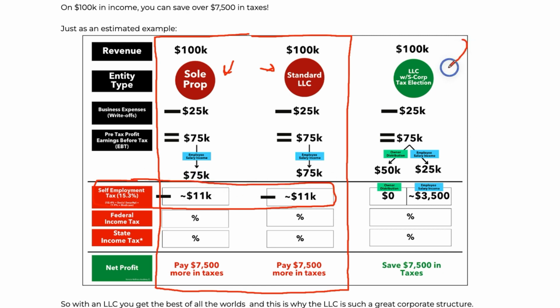But then this person over here understands, hey, I could file a retroactive S election. I could actually understand how this game is played. On that same $75,000 in income, I can divide it so that $50,000 is going to be owner's distribution, and then $25,000 of that is employee salary income. They're only going to pay the self-employment tax on the actual employee salary part of it, which is going to be roughly about $3,500. And so they're going to save $7,500 in taxes because they were more savvy about this.